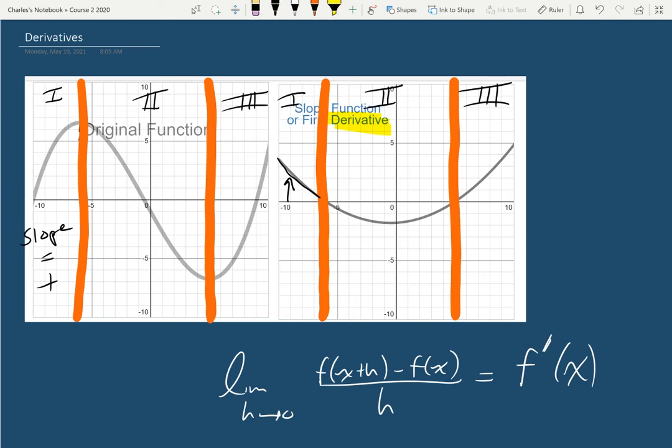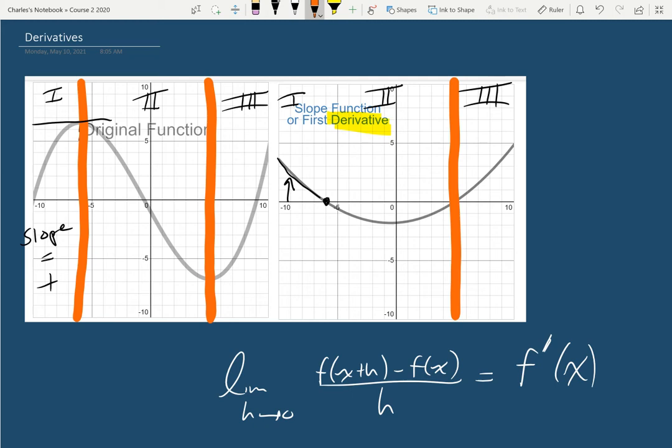And then at some point, the slope is 0, where the function changes directions. The tangent line is horizontal, meaning the slope is 0. That's important because what you see in the derivative at the point where you have a horizontal tangent in the original function is a 0.